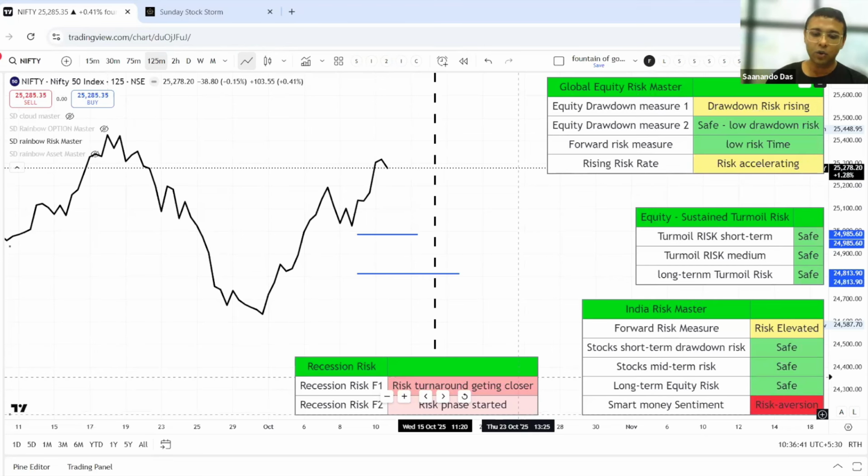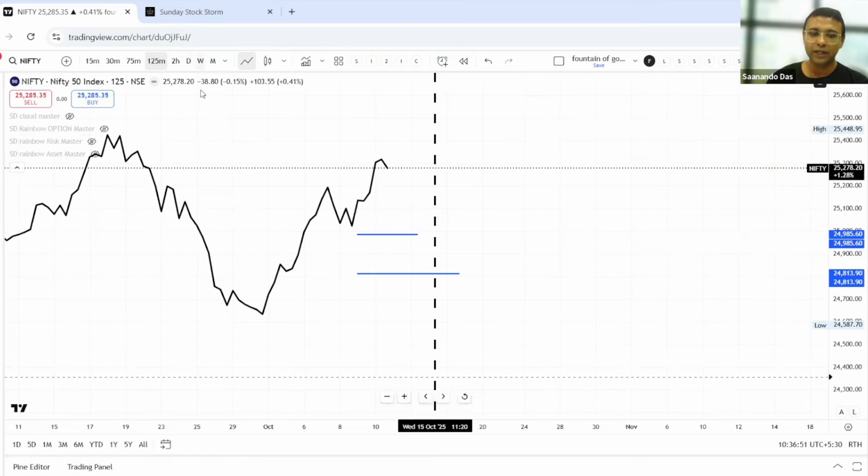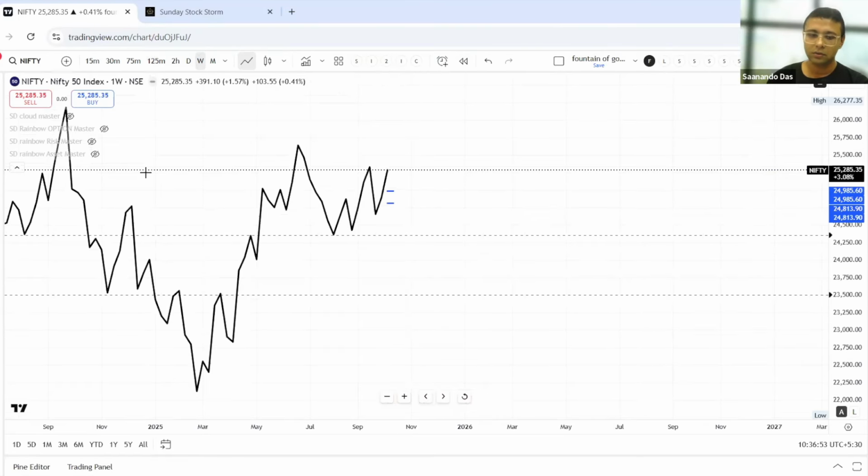After taking a look through the risk master, I will close off the risk master and I'll once again go to the weekly chart and look at the situation via the asset master.